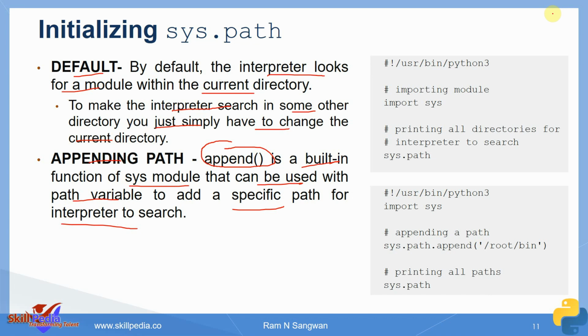This is an example. In this first example, import sys and print all directories, the list of all directories that the interpreter will search. That is sys.path. You're simply printing them. Then appending to a path: append the path you want to append. So if you put any module inside this bin, it will also be referred to and searched, and you can include that in the program. Just specify sys.path print after appending it, and it will print that.